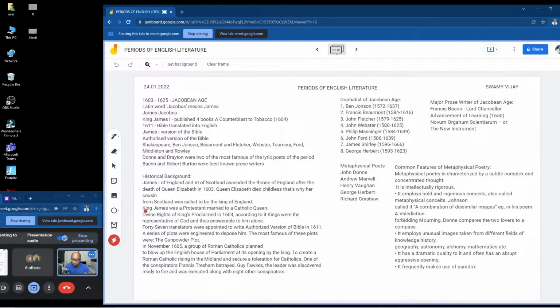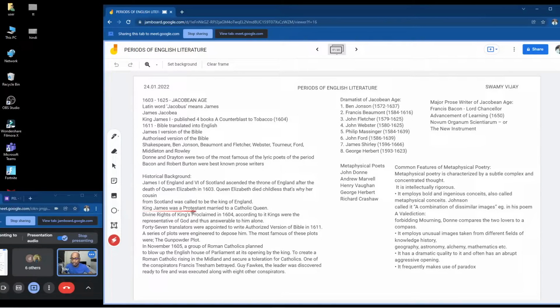And then one more important point we have to remember is King James was a Protestant and married to a Catholic queen. Already I explained the difference between Catholics and Protestants. Basically Catholics worship Mother Mary, Protestants worship Jesus, or they believe in the Trinity, Father, Son and Spirit. Three things are there. But though he is a Protestant, he married a Catholic queen. And then in 1604 a very important incident happened, that is, the divine rights of kings were proclaimed.